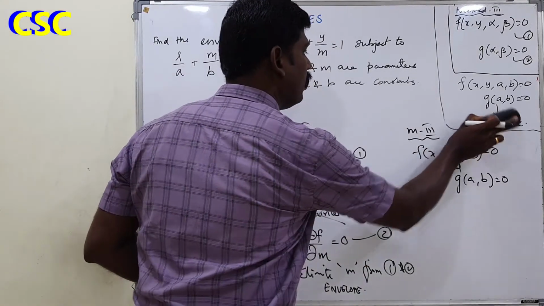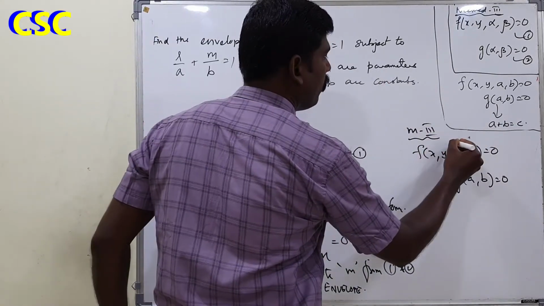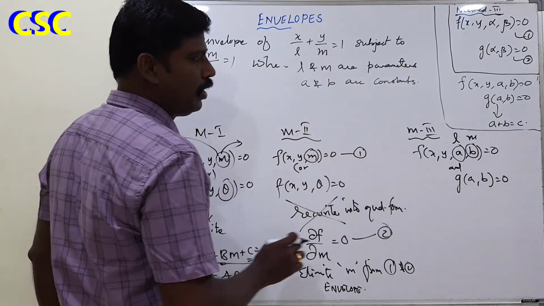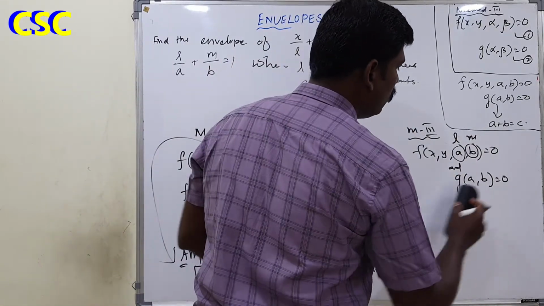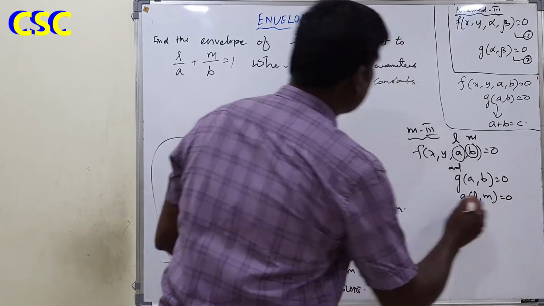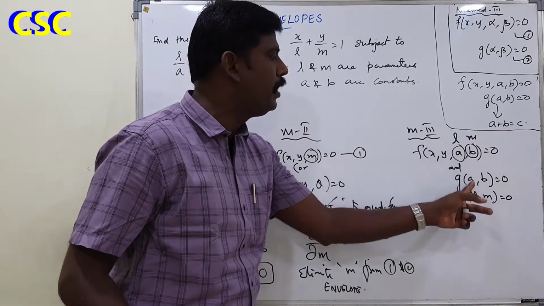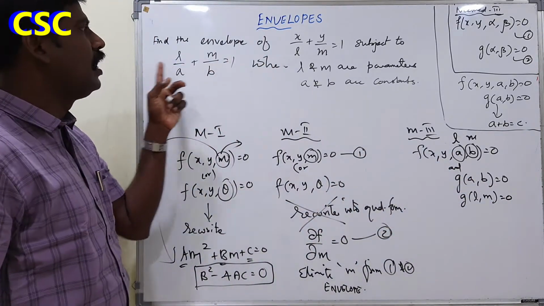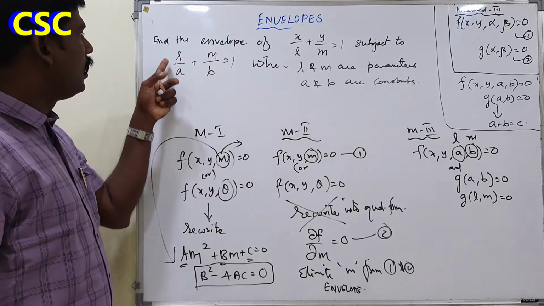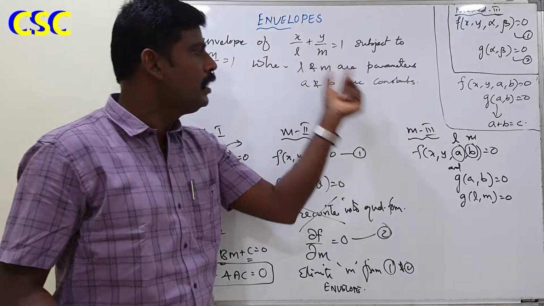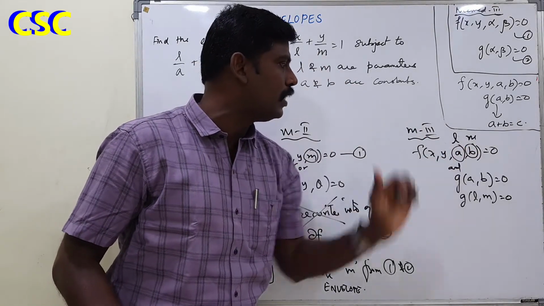Here L and M are parameters. The relationship between A and B is G of A comma B equal to 0. This is also given to you. What is the relationship between L and M here? L by A plus M by B equal to 1. This is the relationship connecting the given two parameters L and M.